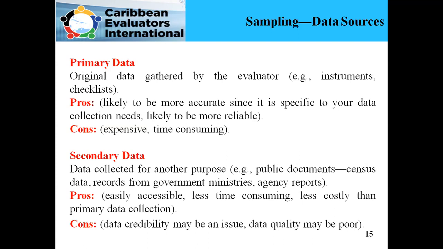Secondary data is data collected for another purpose. Examples are the types of public documents such as census data, records from government agencies, etc. This type of data is more easily accessible, less time consuming, and less costly than primary data collection. However, the disadvantages are that data credibility may be an issue and data quality may be quite poor. Care is therefore needed when interpreting secondary sources, and it should be noted that such data may have serious limitations for evaluation purposes.